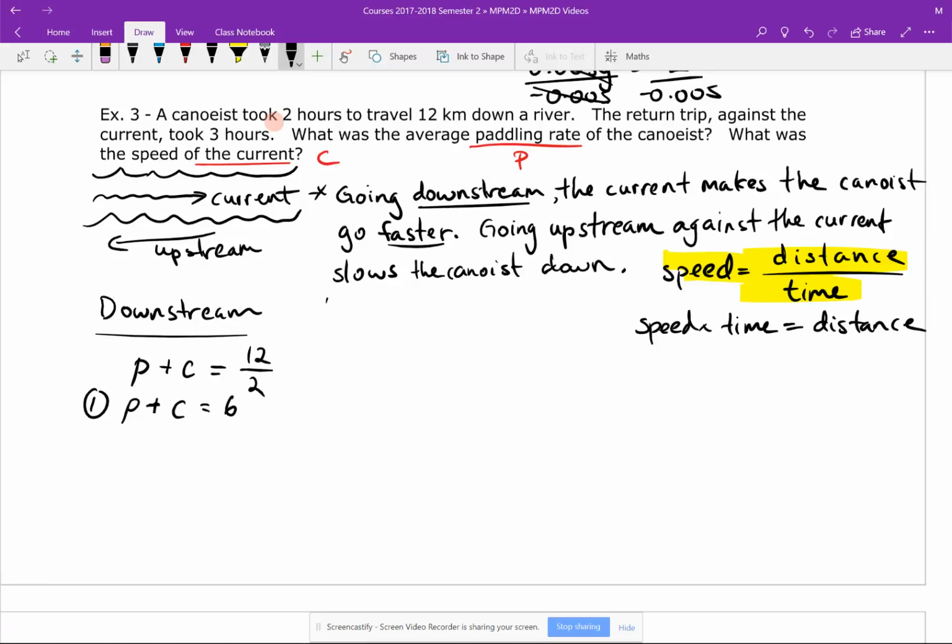Now let's figure out the upstream, which is a little bit different. You have your paddling speed, but the current is against you, so you subtract it from your paddling speed. Now your boat's going slower, and that equals 12 kilometers. You have to travel back 12 kilometers, but instead of 2 hours, it takes you 3 hours because of the upstream current. So 12 kilometers over 3 hours is a speed of 4 kilometers per hour. Your paddling speed minus the current speed is equal to 4. And there's equation number 2.